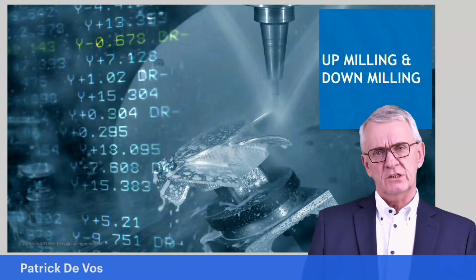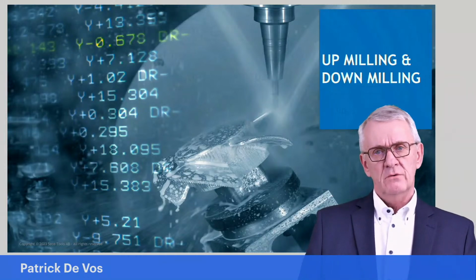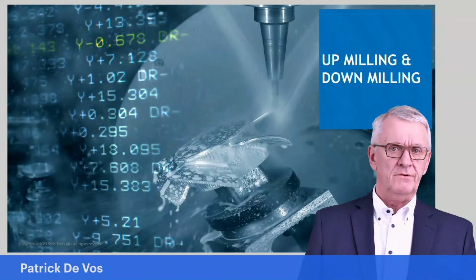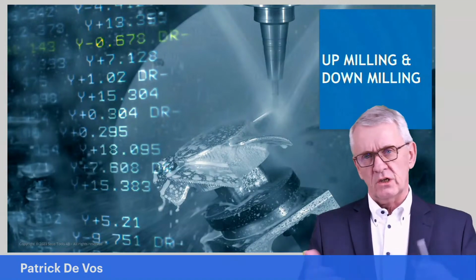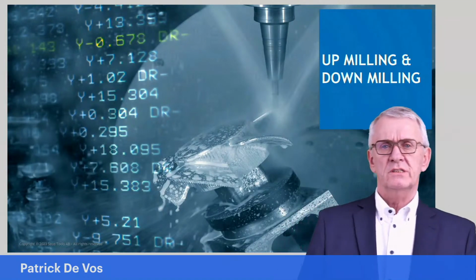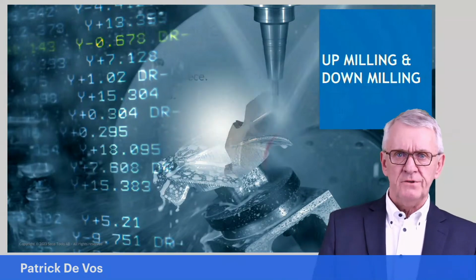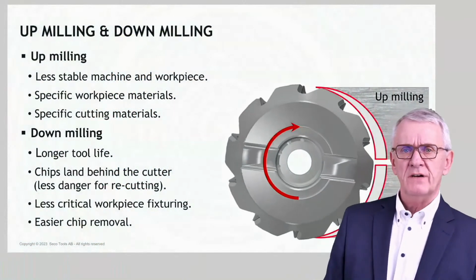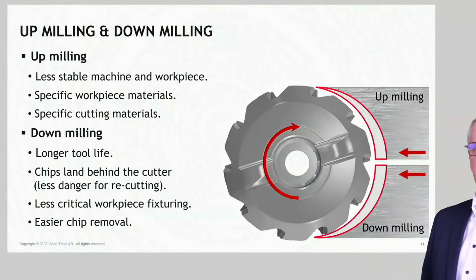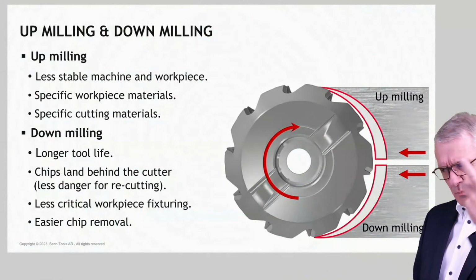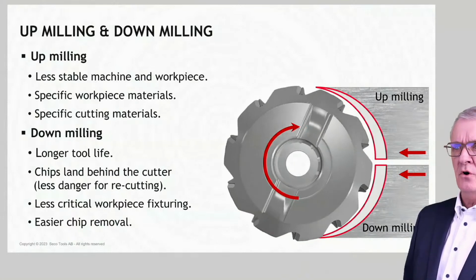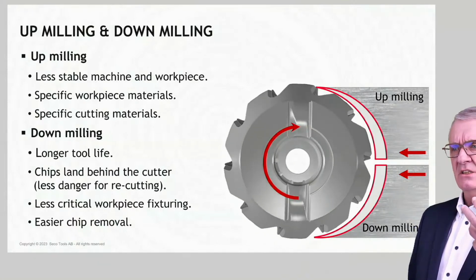In the opposite case, when a chip is formed from thin to thick, we call it up milling, or some people refer to it as conventional milling. There are all kinds of words to distinguish the two. First, a few words on up milling, down milling. If I look at the two situations, up milling, a chip is formed, try to picture it, from thin to thick.